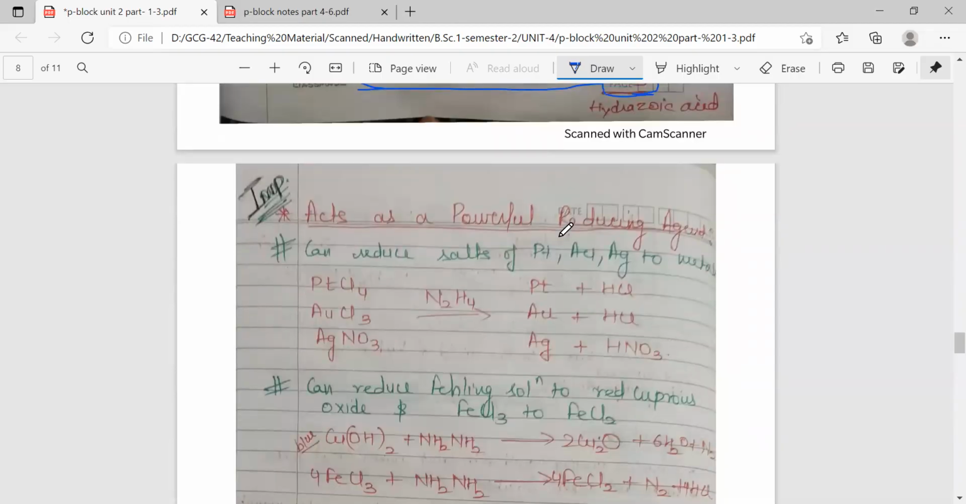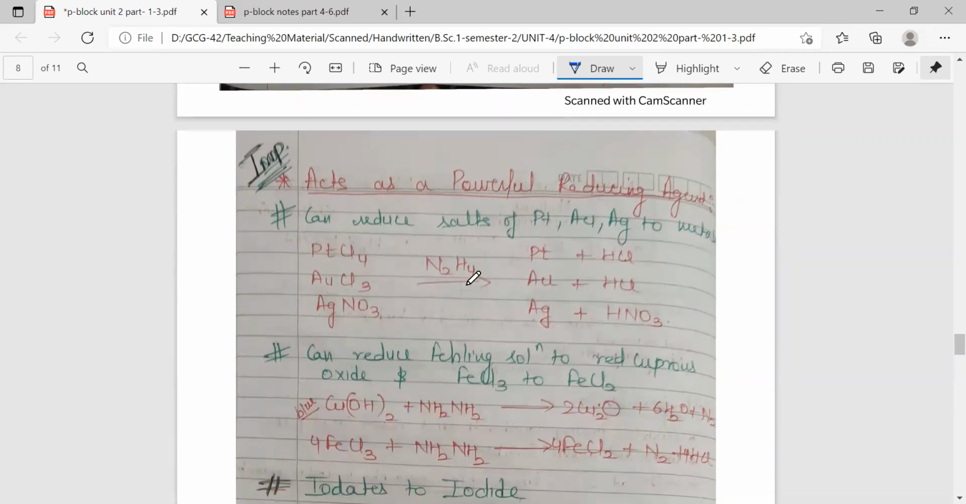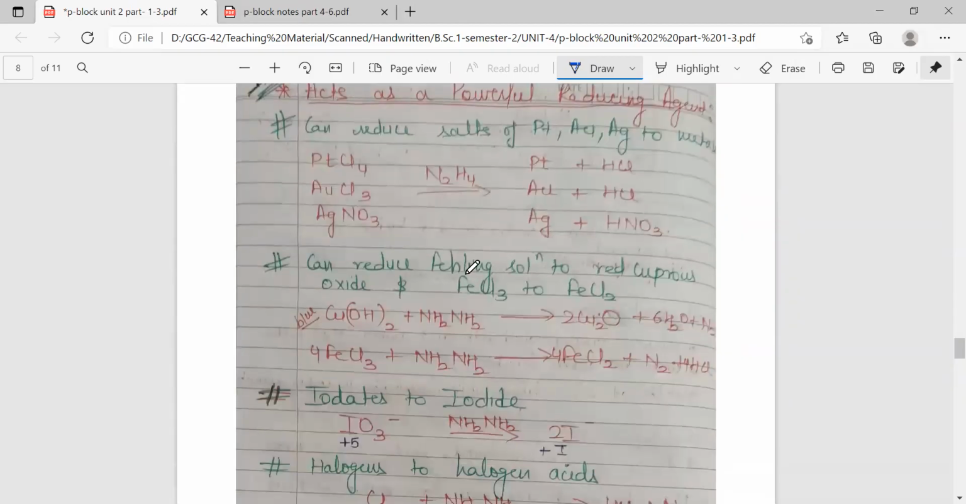So it acts as a powerful reducing agent. Now we'll be discussing many reactions for its reducing action. So it can reduce salts of platinum, gold, silver. So we can extract these metals using hydrazine as a reducing agent from the corresponding salts. It can reduce Fehling's solution to red cuprous oxide. So it converts this Fehling's solution to red cuprous oxide.